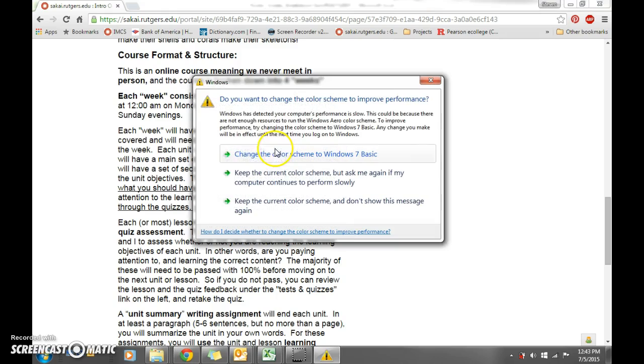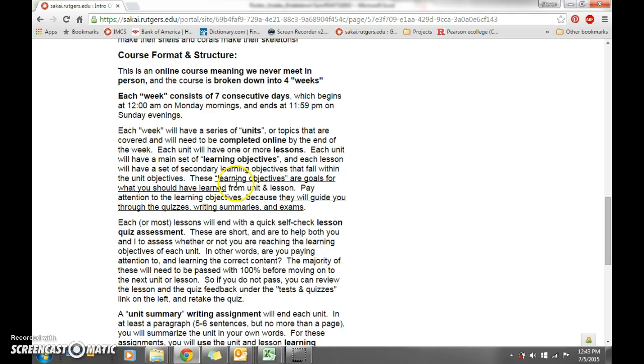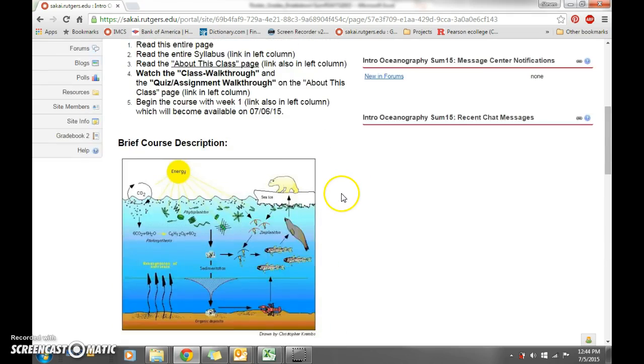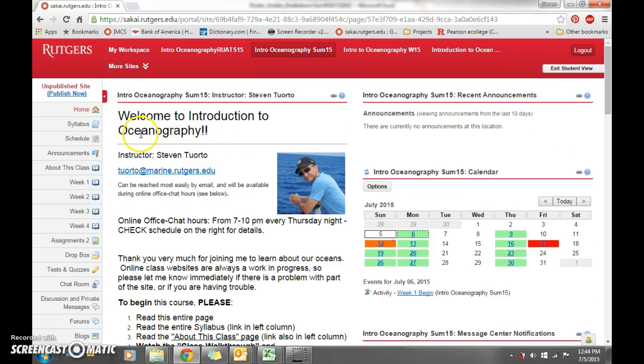And each unit and lesson has a certain set of learning objectives, which are the goals that you'll have for each of those lessons and units, and it kind of gives you the take home of what you should have been learning during that lesson, right?